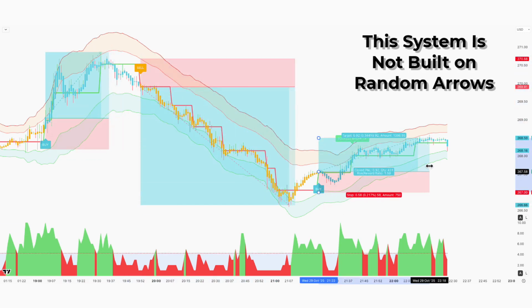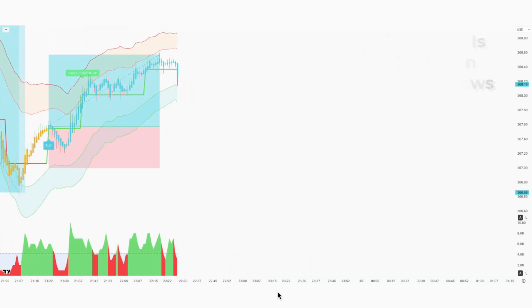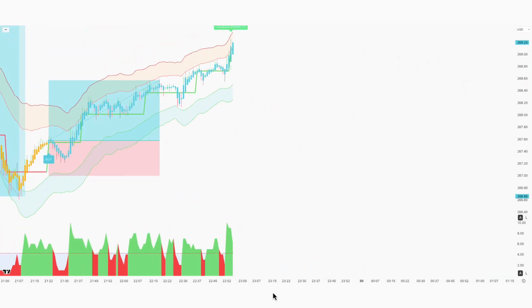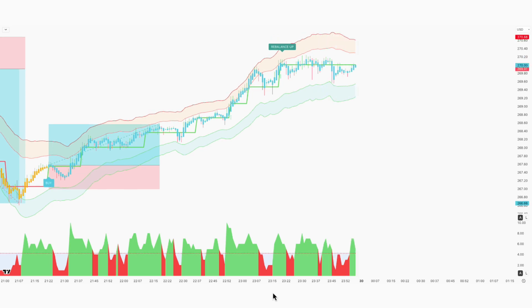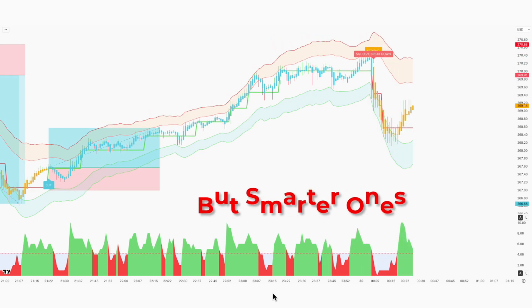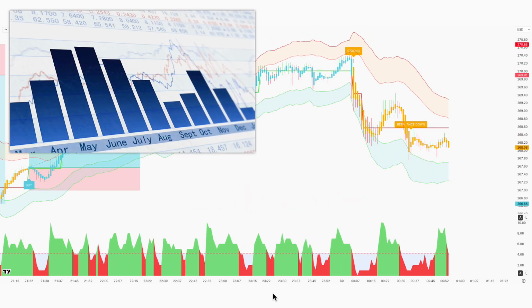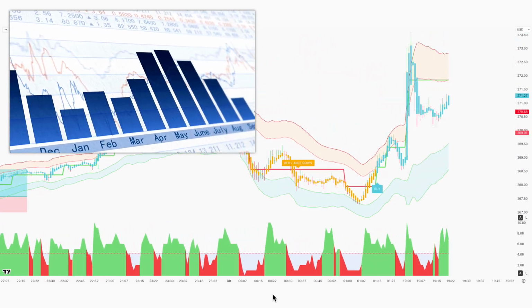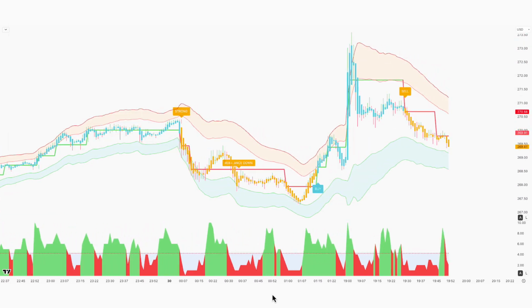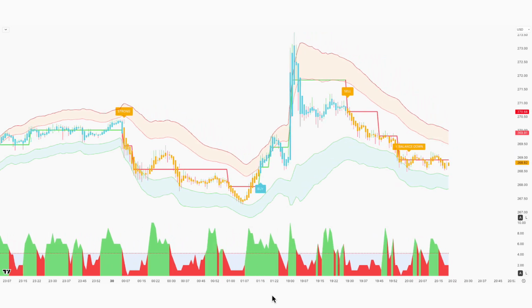This system is not built on random arrows. It reads momentum shifts, filters weak zones, and highlights only high-probability setups. That means fewer signals, but smarter ones. And when you combine it with proper risk management, it creates what I call a never-lose mindset. Not because every trade wins, but because every trade is controlled.